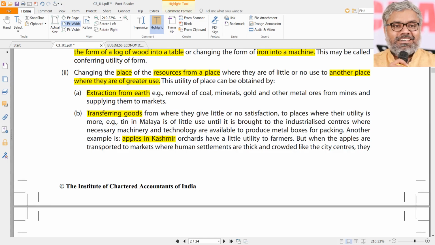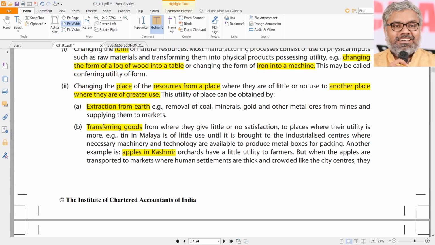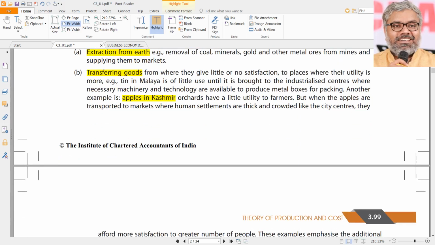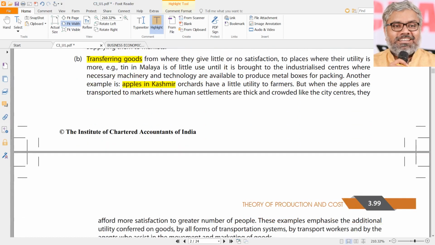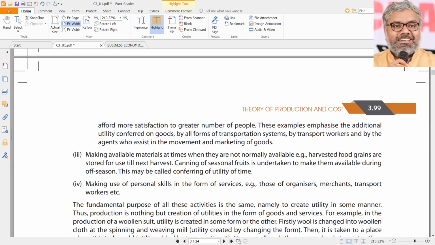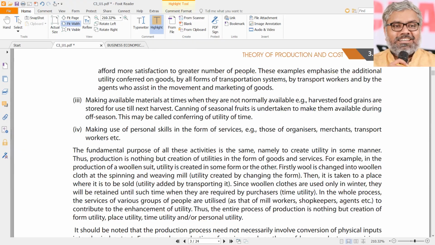That wheat itself is of less use for him. It is definitely of much use for others. So what he has to do? He has to transfer those goods to some other place. Like that also, that creates place utility. So one place utility is created by extracting from the earth. Another type of place utility is created by transferring the goods from the places where they give lesser satisfaction to the places where they give more satisfaction.